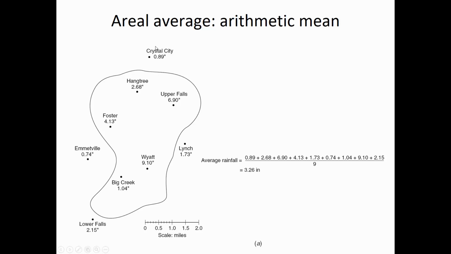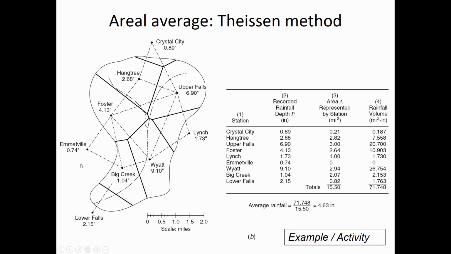we are including the ones that are relatively close to the border. So that equal weighting, what it doesn't do is give more emphasis to the ones that are on the inside rather than the outside. And so the Thiessen method is a way of assigning contributing areas based on the rain gauge.